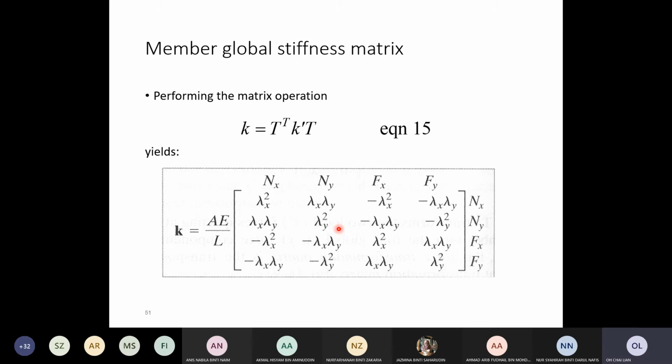Are you okay, class? So in brief, if you want to solve this stiffness matrix, firstly, for the truss, we need to determine this K for the member. So let's try one of the examples, to see how to get this.